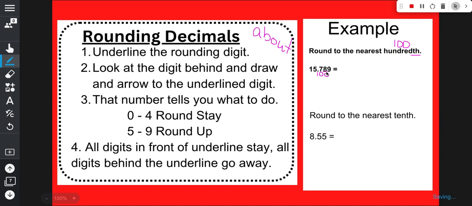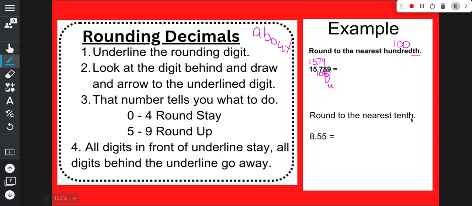So the 8 is my underlined digit. The 9 is going to tell that 8 what to do. And a 9 says to go up. So the 8 is going to go up to a 9. Everything in front of it stays the same, including where the decimal is. Everything behind the underline goes away. That's different than when we were rounding whole numbers. So make sure that where your underline is where you stop.